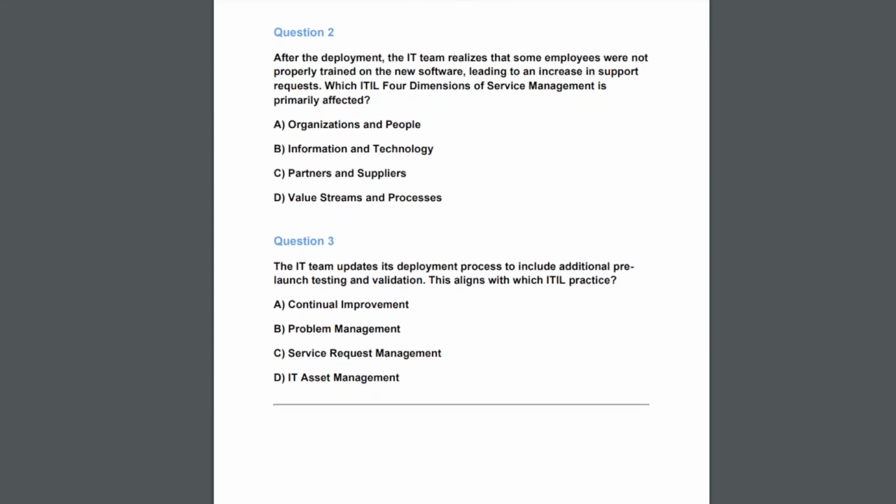And question 3. The IT team updates its deployment process to include additional pre-launch testing and validation. This aligns with which ITIL practice? Is it continual improvement, problem management, service request management, or IT asset management? Now, if you need more time to think about these questions, you should pause the video here because we're going to go straight into the answers.